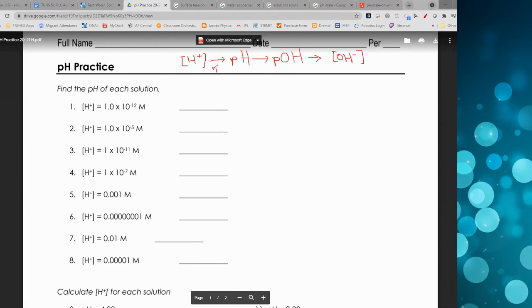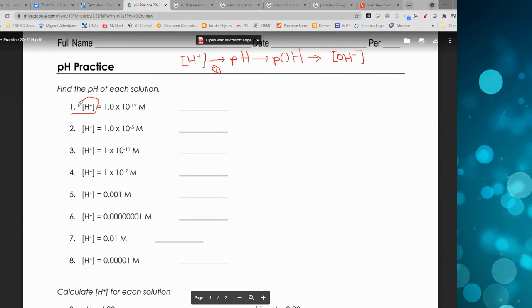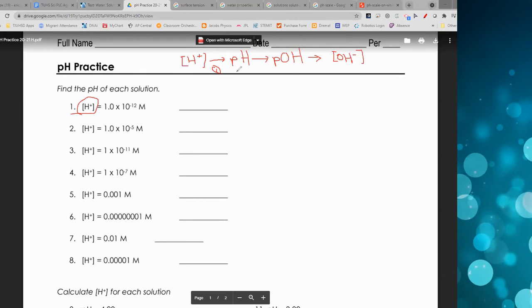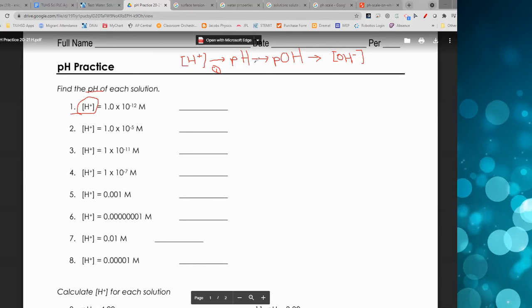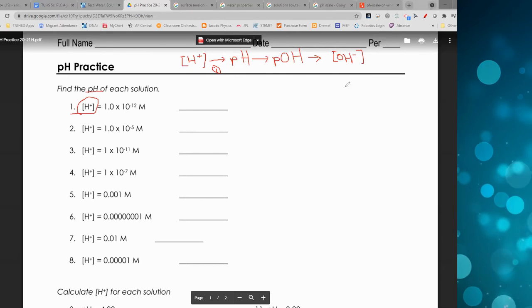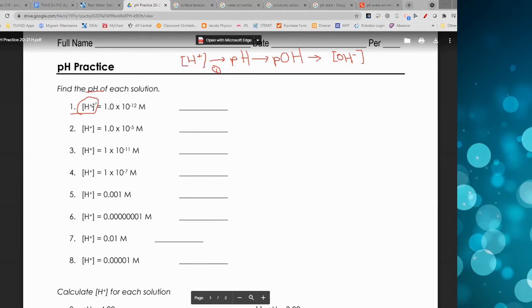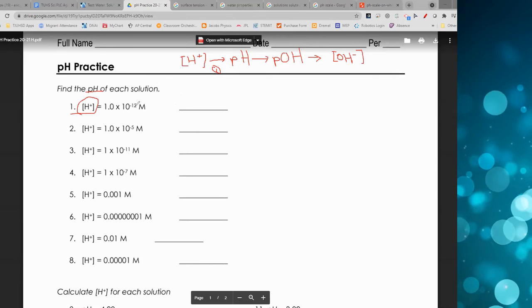So step one here, since we're given the H plus concentration, I'm going to show you how to calculate all three of these, not just the pH. In this problem, it says calculate the pH, but we need to know how to calculate all three of the others. So I'm going to do two examples of this. If it gives us the H plus here, all we have to do is look at the exponent.